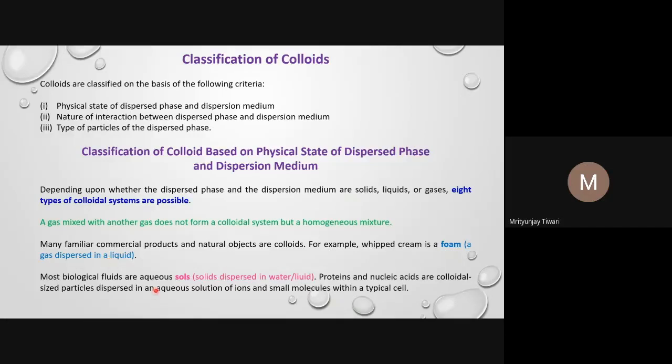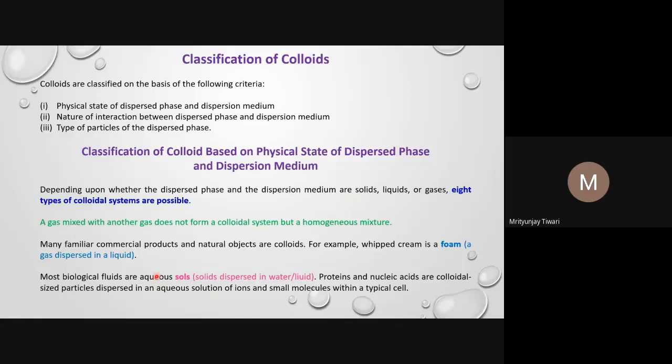Most biological fluids are sols or aqueous sols. And what is the definition of a sol? A solid dispersed in water or another liquid. For example, in biological cells, the dispersion medium is water, and the solid particles, the many cell organelles, are dispersed in it.